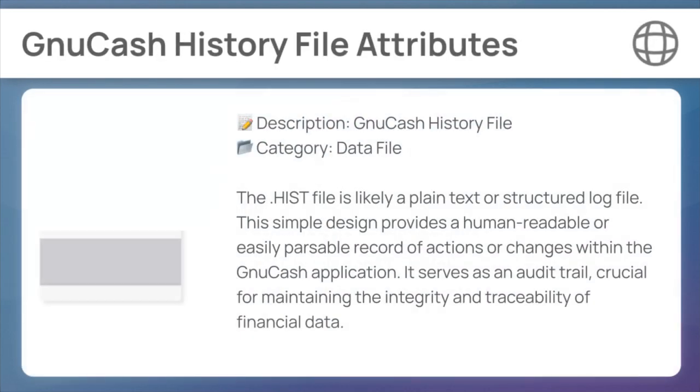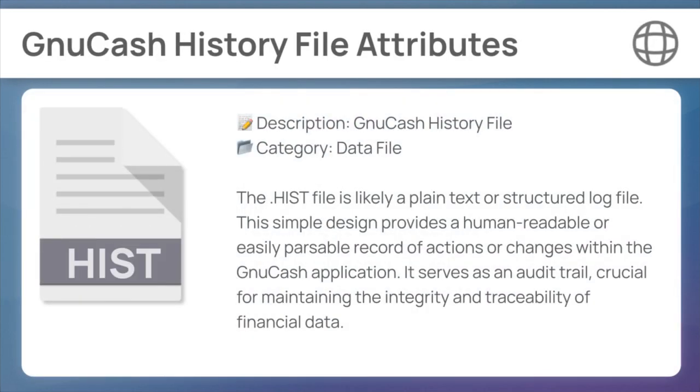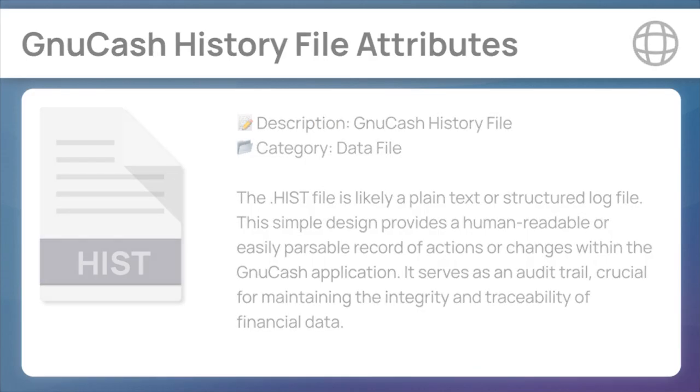The HIST file is likely a plain text or structured log file. This simple design provides a human-readable or easily parsable record of actions or changes within the GnuCash application. It serves as an audit trail, crucial for maintaining the integrity and traceability of financial data.